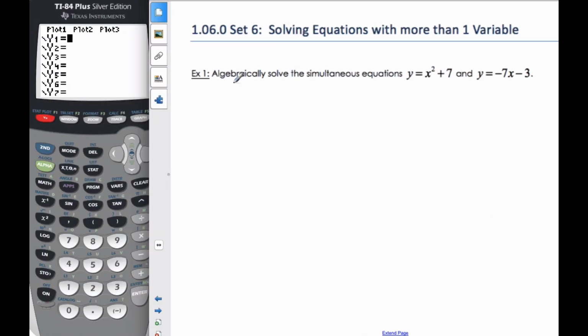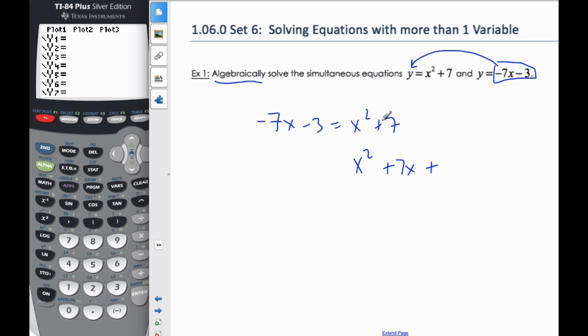If I'm asked to do it algebraically, though, that means I have to do it as such. And so what I'm going to do is I know that y is equal to this. So I'm going to substitute that y into here, because I know this is the y value, negative 7x minus 3. Well, the y is equal to x squared plus 7. I'm going to make one side equal to 0. So x squared, move the 7x over, it'll be plus 7x. Move the 3 over, 3 plus 7 will give me 10. And this will equal 0.